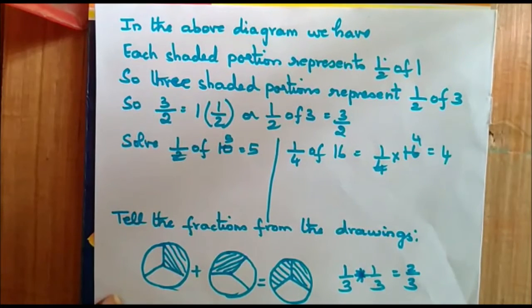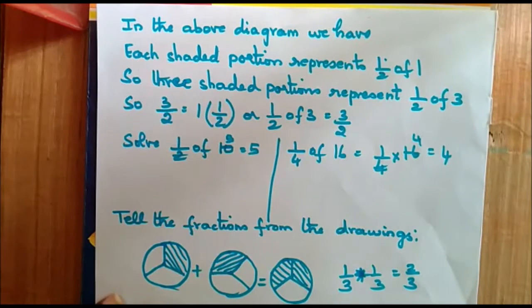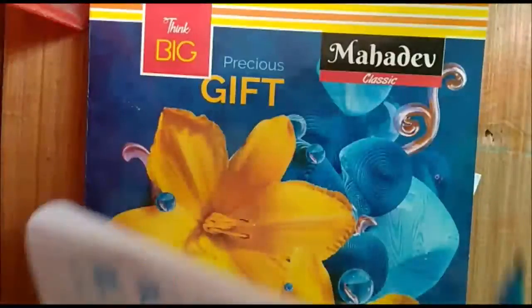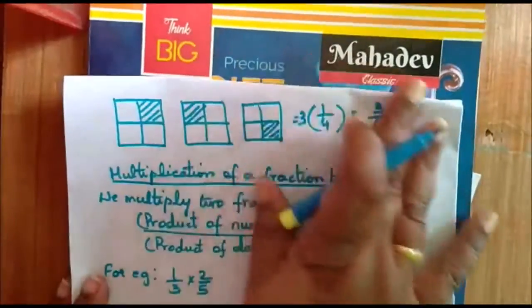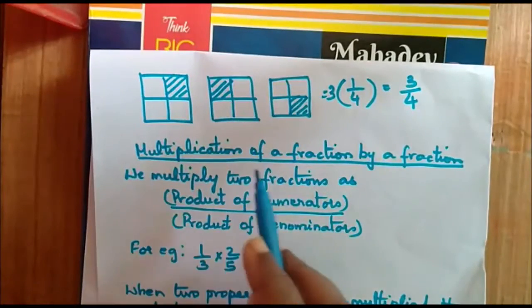Similarly, here we have 1 by 4. How many 1 by 4 do I have? I have three 1 by 4. This is nothing but 3 by 4. Now we will see this. It is 3 by 4.